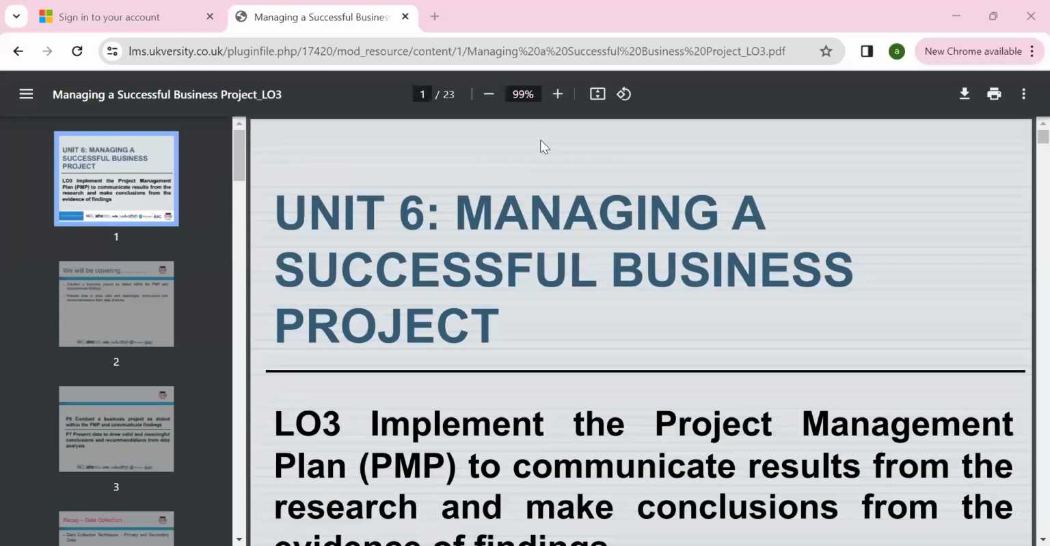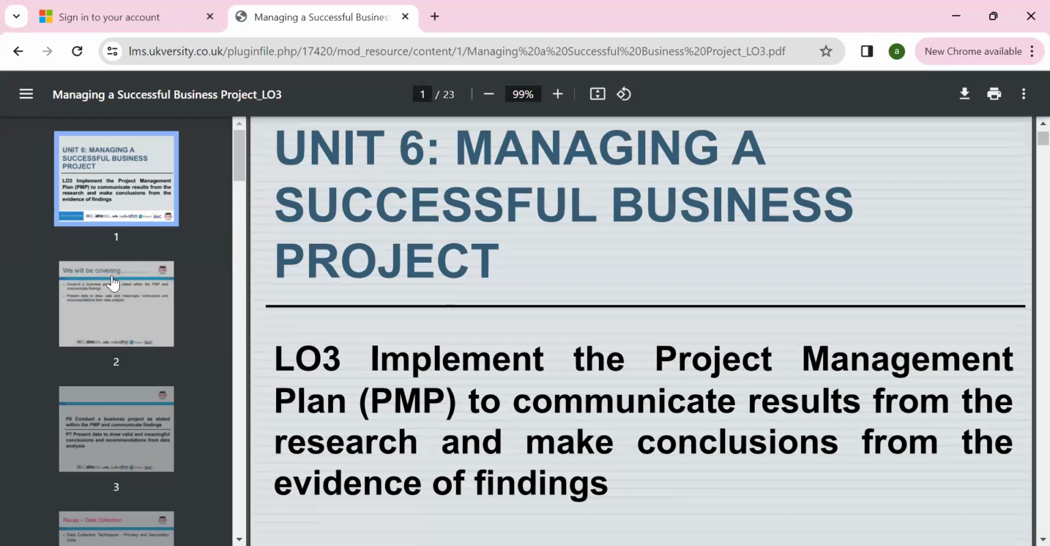Today's lesson will be focused on how we can communicate the project result to the various stakeholders. Stakeholders mean anyone who has any interest, so we can draw the conclusion and present the findings. That will be the key.